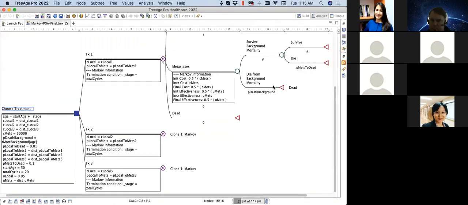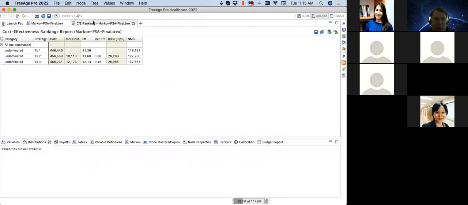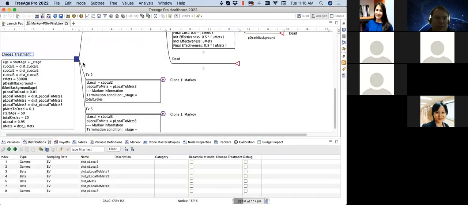It's just a standard Markov model with a set of distributions that represent parameter uncertainty. I'm going to be sampling these distributions, recalculating the model, and I'm really looking for how frequently each strategy is considered the most cost effective. As a baseline, let's just run the rankings for the whole model, and you see that overall treatment 3 is the most optimal strategy. But we know that as we vary our inputs, that won't always be true, and the more often it's true, the more confidence we can have in this conclusion. I just want to remind myself and everyone else which is the optimal strategy at the baseline. Now let's run the PSA.